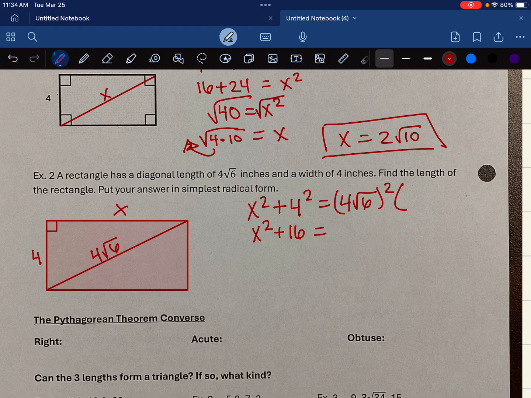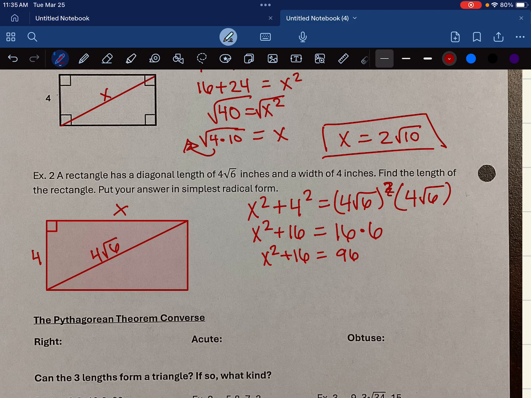So essentially, I could write 4 square roots of 6 again. So we multiply 4 times 4 to get 16. And then what's the square root of 6 times the square root of 6? Just 6. So this is really 16 times 6. Agree? The other thing you could do is just square each number. Because 4 squared is 16. Square root of 6 squared is just 6. Okay? So we get x squared plus 16 is equal to 96.